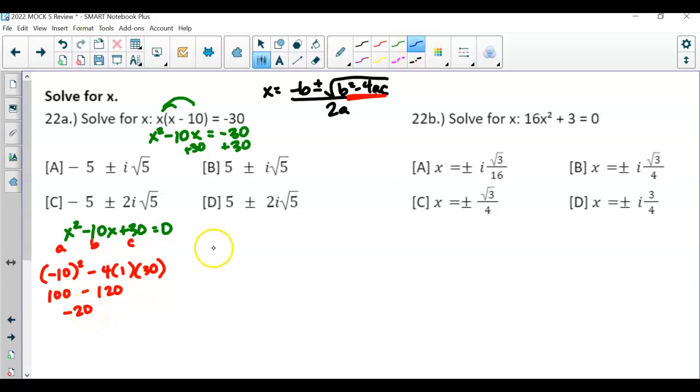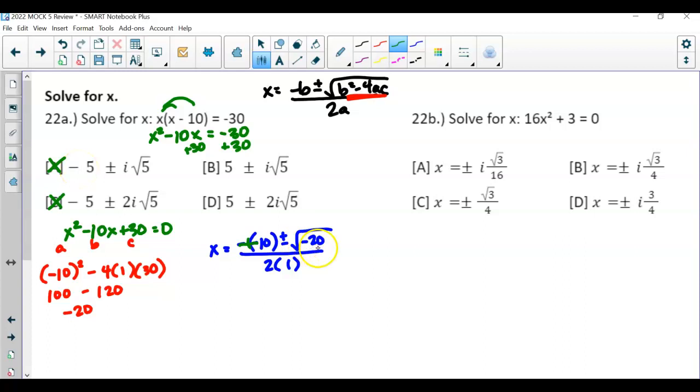Now I'm going to continue. x is equal to -b. Well, what was our b? -10 plus or minus the square root of the discriminant -20 over 2 times 1. Now notice here 2 negatives making a positive. So I need positive here as the front value. So I'm going to mark off A and C because they're still both negative.